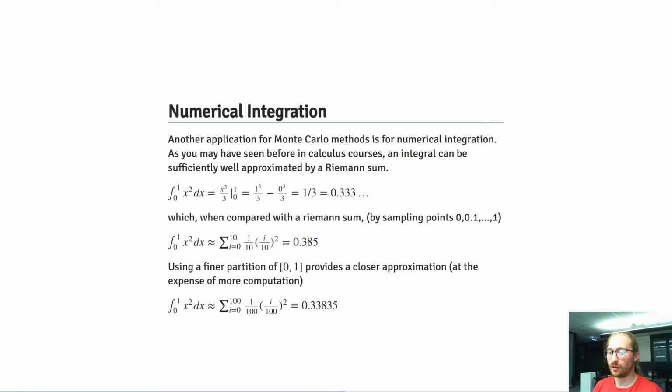So that's enough on roulette. Let's move on to a different problem, numerical integration. Another application for Monte Carlo methods is for integration. As you may have seen before in calculus courses, we can approximate an integral sufficiently well by a Riemann sum. And so what's a Riemann sum? It's basically approximating the area under the curve, which is what an integral is, by a series of little rectangles.